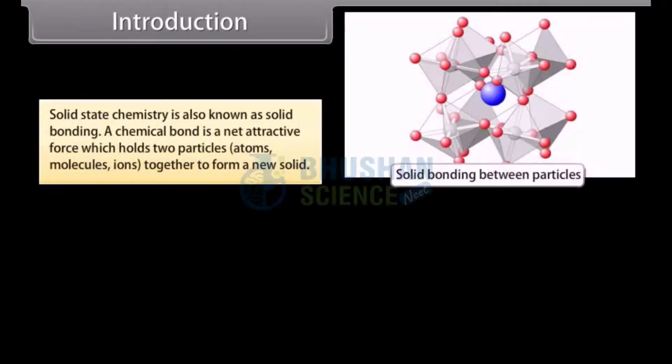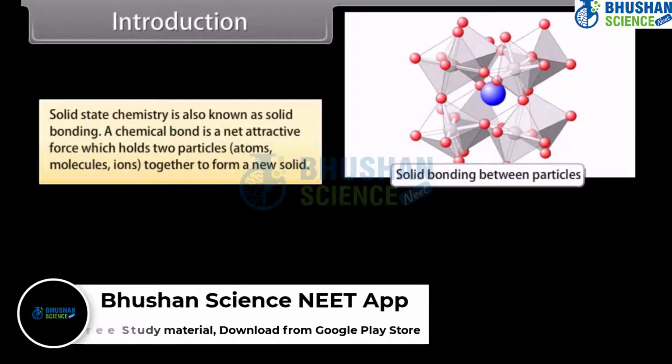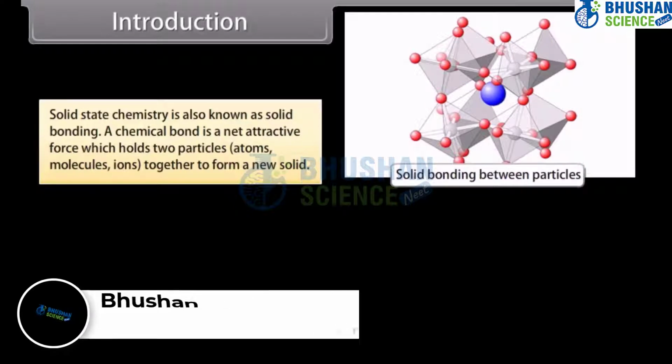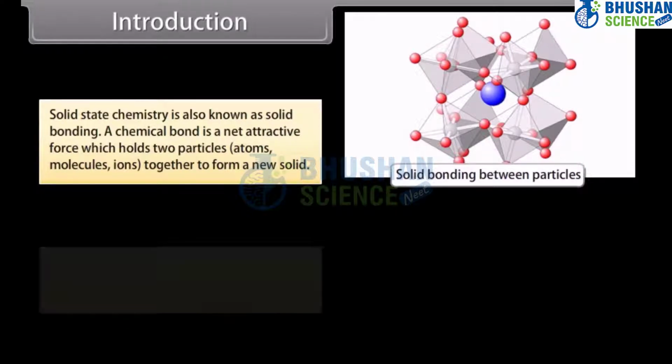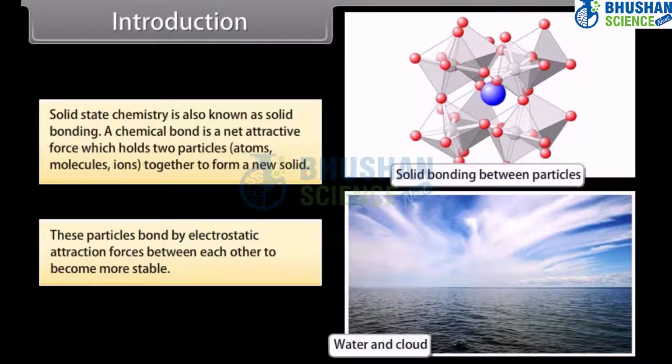Introduction. Solid-state chemistry is also known as solid bonding. A chemical bond is a net attractive force which holds two particles, atoms, molecules, or ions together to form a new solid. These particles bond by electrostatic attraction forces between each other to become more stable. Think about it. If you're not solid, you will be nothing, not even water or cloud, thanks to solid bonding.